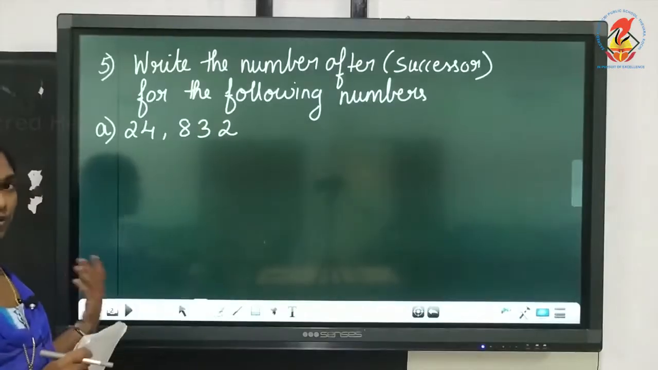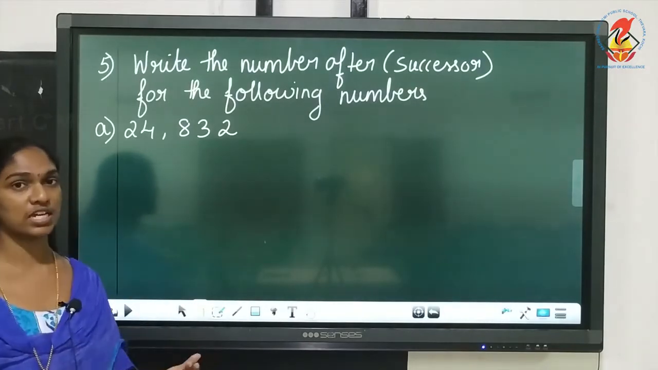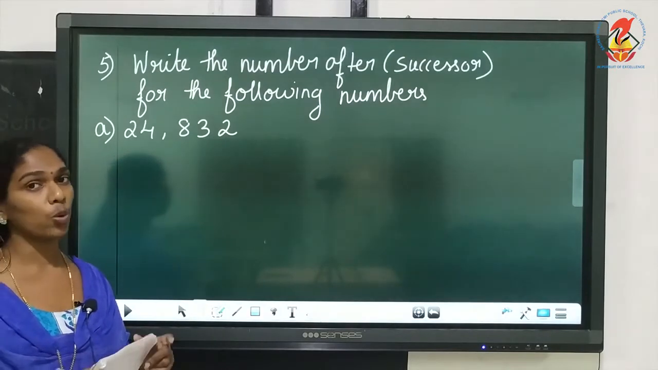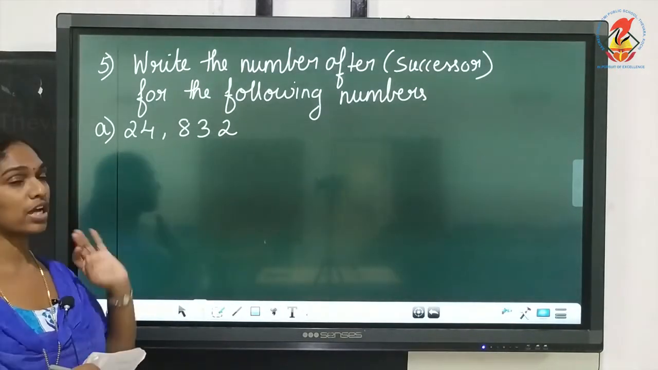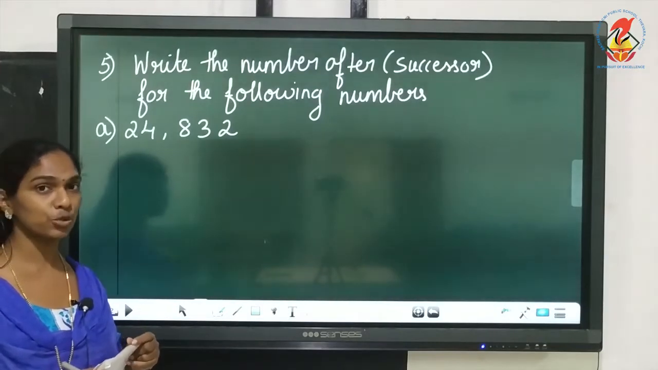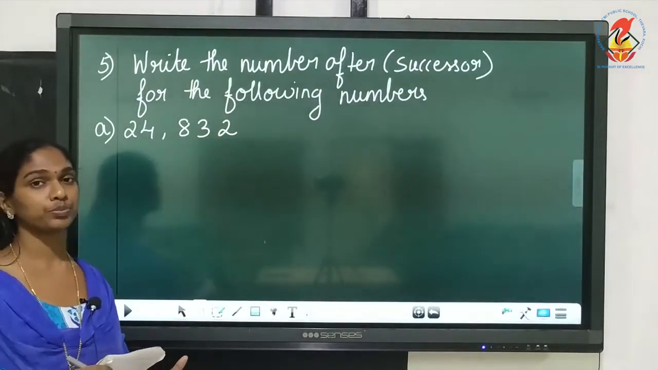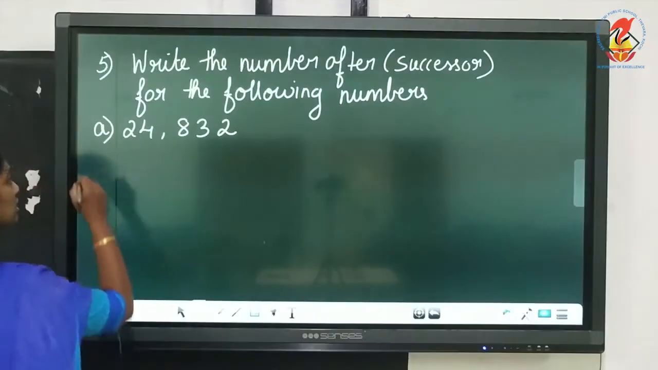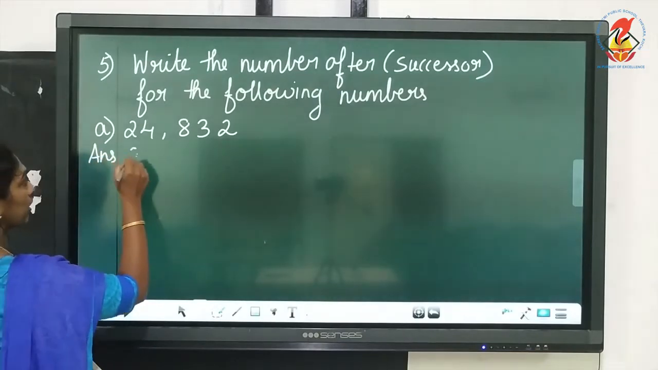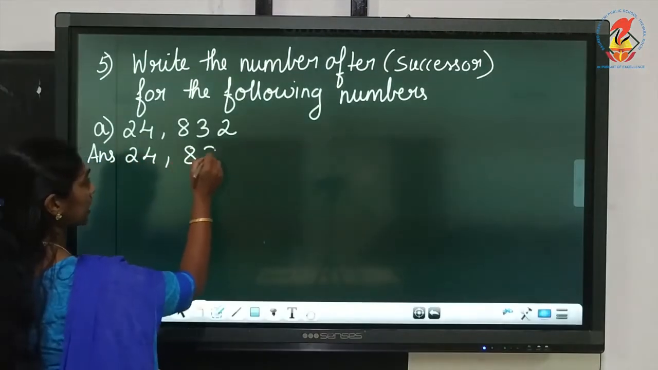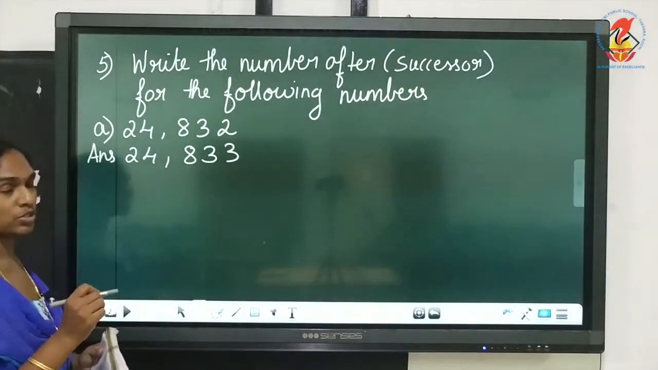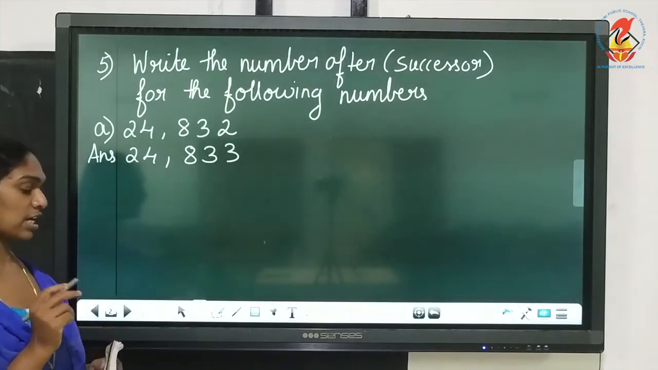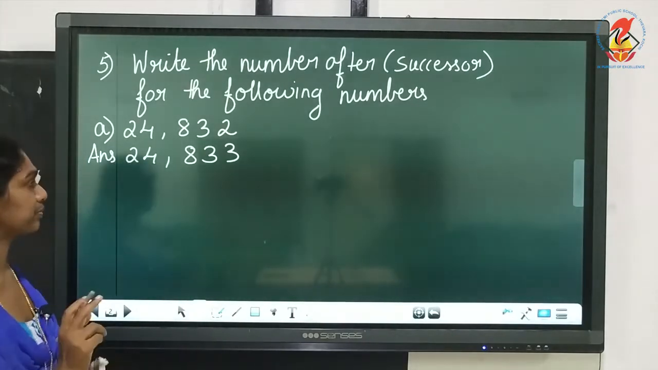24,832. To write the numbers after, that is to write the successor of a number, we always check the last digit, that is the digit that comes in the ones place. What is the digit that comes in the ones place? It is 2. So, what is the number after 2? Just after 2, what is the number? The number is 3. So, what will be the answer over here? 24,833. So, the successor of 24,832 is 24,833.